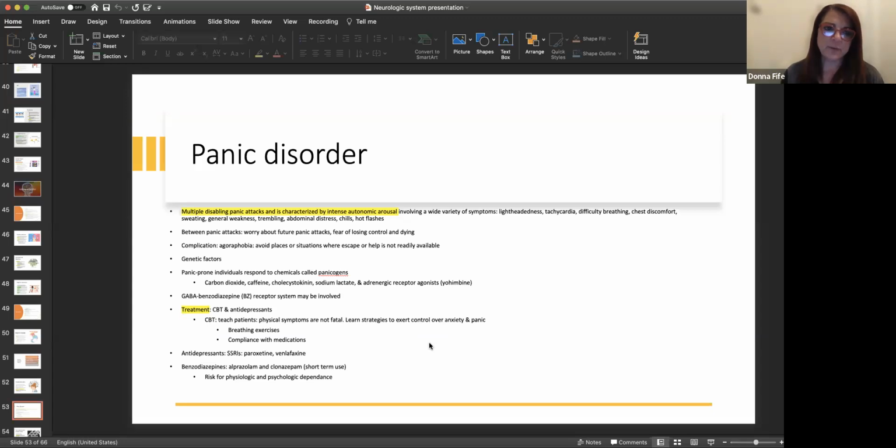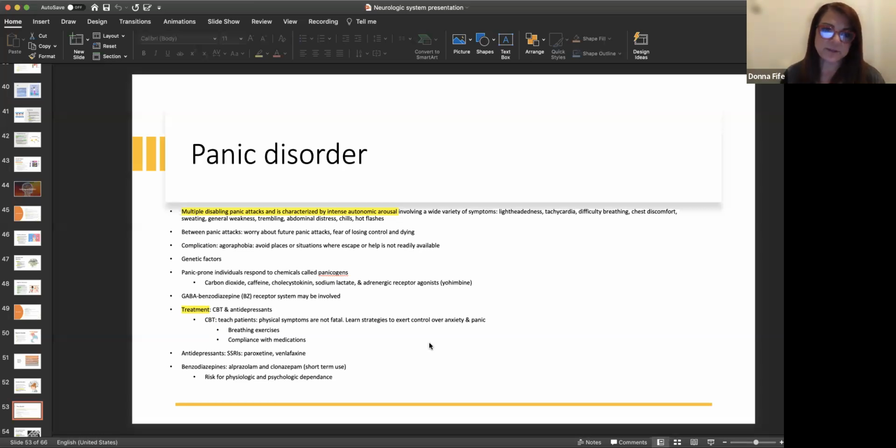With cognitive behavioral therapy, you want to teach patients that physical symptoms are not fatal and that they can learn strategies to have control over their anxiety and their panic. Those can include breathing exercises, and you want to make sure patients are compliant with their medications.